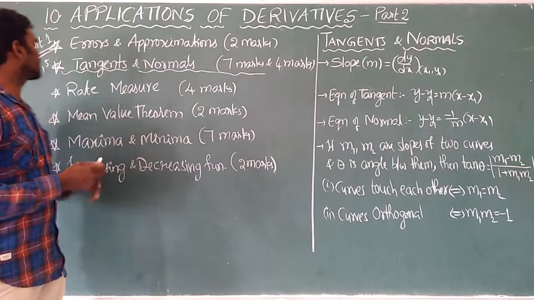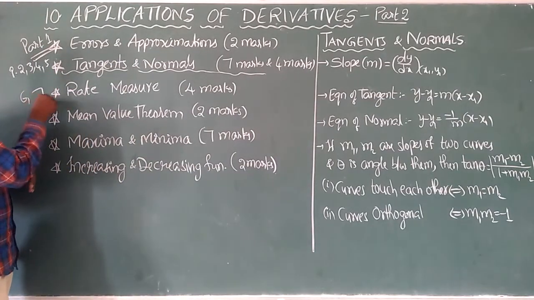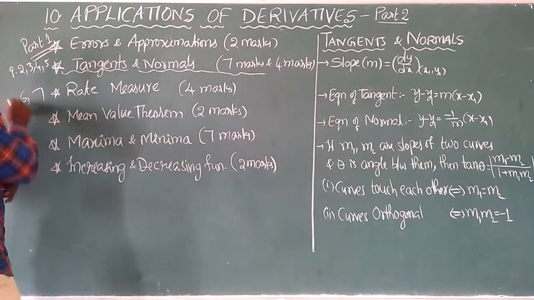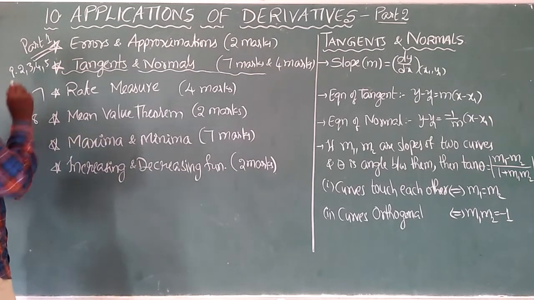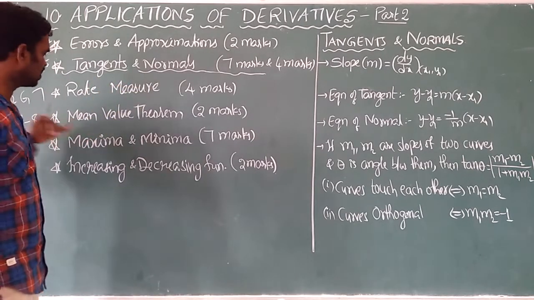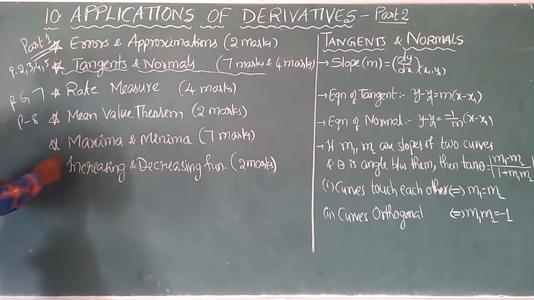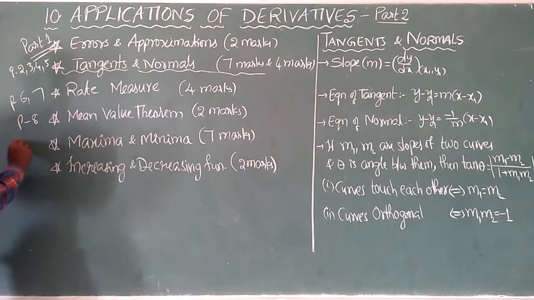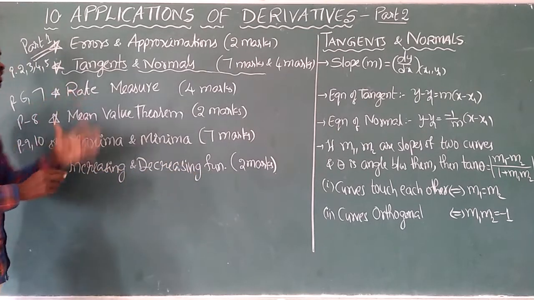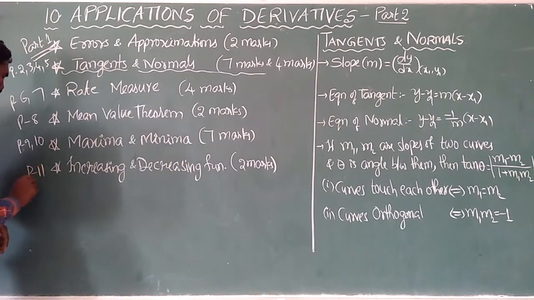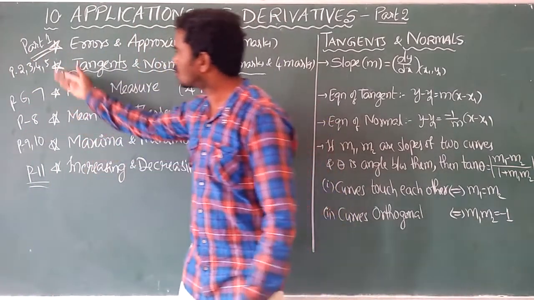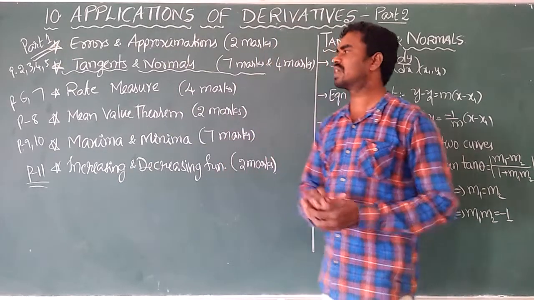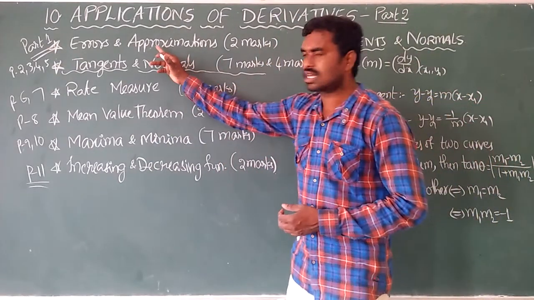Is it clear? So next, part 6 and part 7 we can complete rate measure. Next, this is a simple topic, mean value theorem. In applications of derivatives part 8 we can complete mean value theorem. And maxima and minima is 2 parts, part 9 and part 10. And finally there is a small topic, very small topic, so with part 11 we can complete. So applications of derivatives consists of almost 11 parts. Okay, so it is completed.